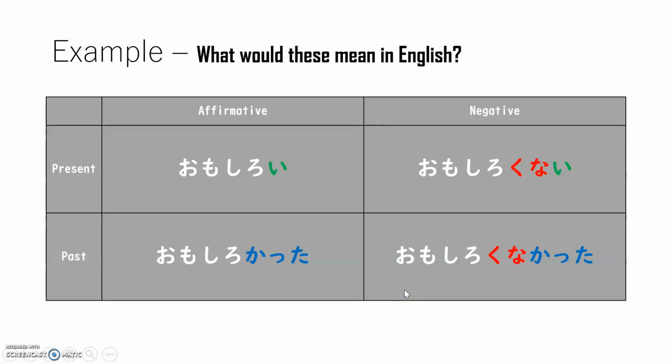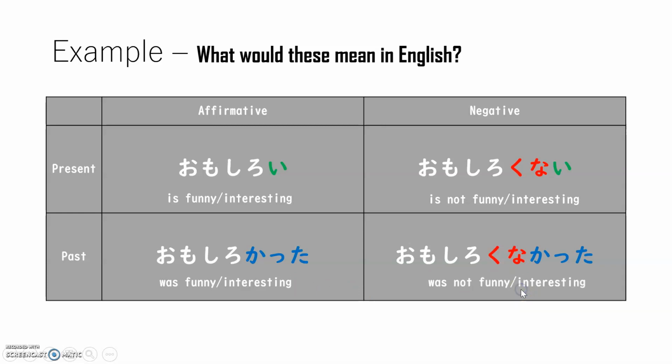Now, what would these mean in English? Omoshiroi is funny or is interesting, am funny. Omoshirokunai is not funny or not interesting. Omoshirokatta was funny or was interesting. 面白くなかった wasn't funny or was not interesting.